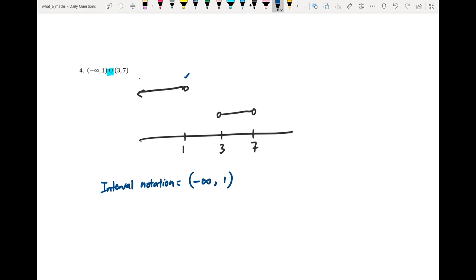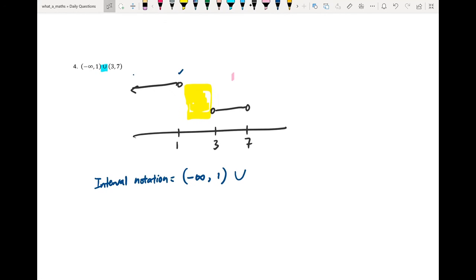The bracket is open, open. From 1 to 3, there is no line. So it is separated, but at the right-hand side, there is a line. So this means that I have another set of answer. If I have more than one answer, I'll use union to combine these two answers. Now at the right-hand side, my line will start with 3 and then stops at 7. Open dot, so my bracket is open. This is also open.